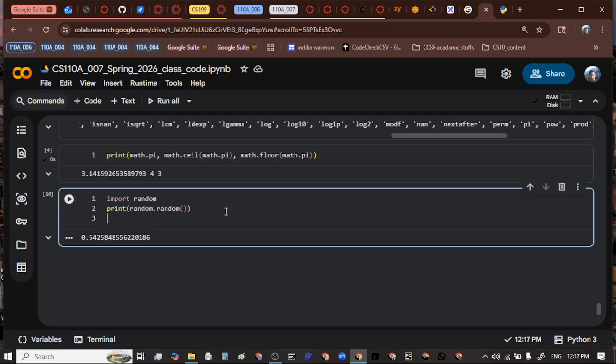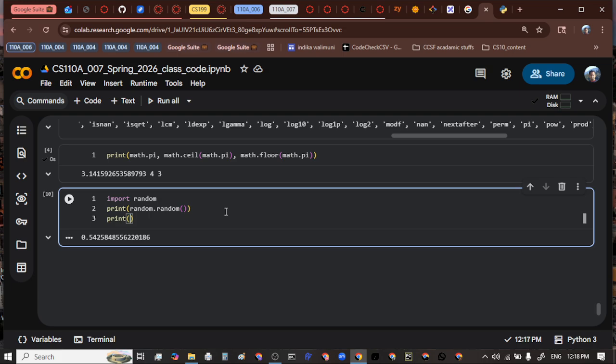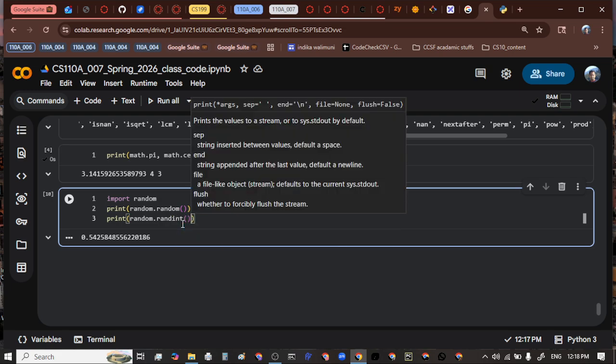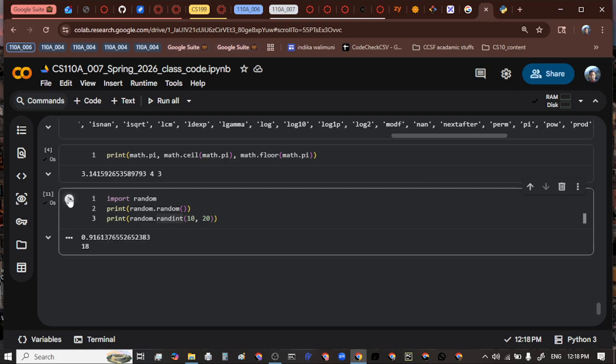We have been using randint already, right? So randint, where the range is, let's say, 10 and 20. Both are inclusive. So we'll get a random number between 10 and 20, like this one, right?